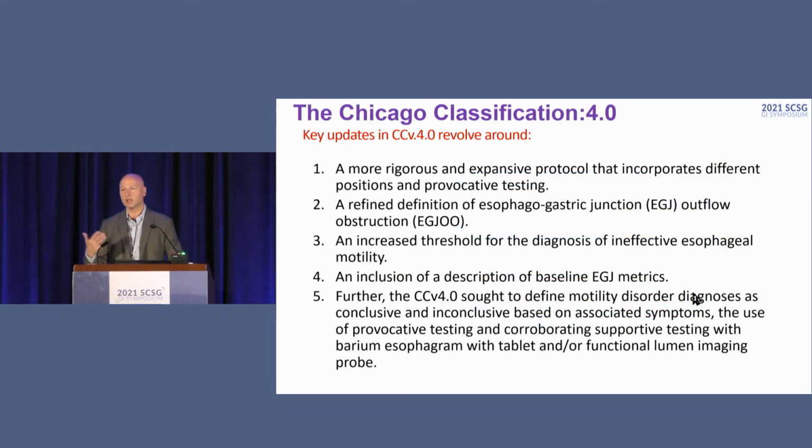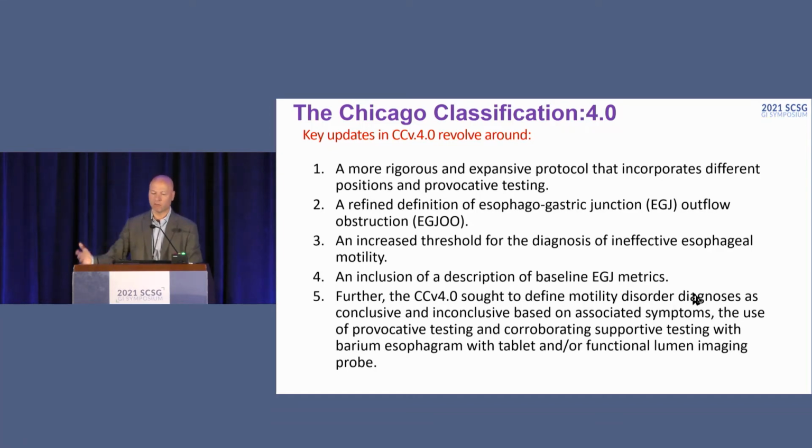And that's where the Chicago Classification 4.0 came into play. And I will say that the primary goal of 4.0 was to correct the mistakes of 3.0. Because one of the disease states that came out of the 3.0 era was EGJ outflow obstruction, which for most respects is not actually a motility disorder. It usually is either an artifact that you find because of a catheter issue or potentially an anatomical issue related to a small hiatal hernia.